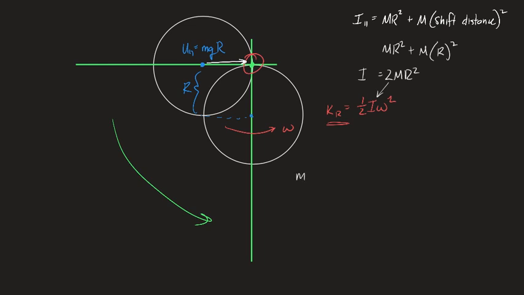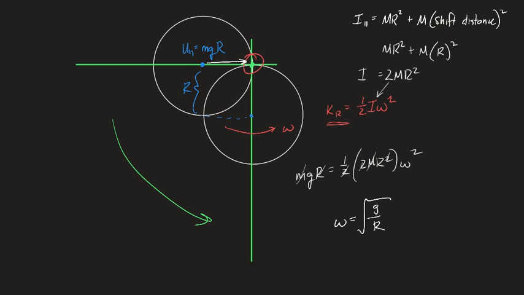So I get mgr equals 1/2 times 2mr squared times omega squared. And that's how you get omega. So omega is going to be, let's see, we can cancel out the m's. We can cancel out the 2 and the 2. And I can cancel out one of the r's. And I get omega is the square root of g over r. Any questions?